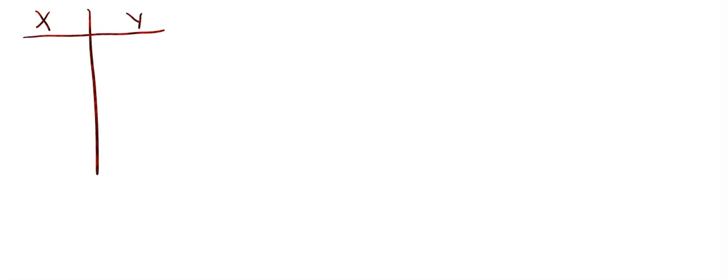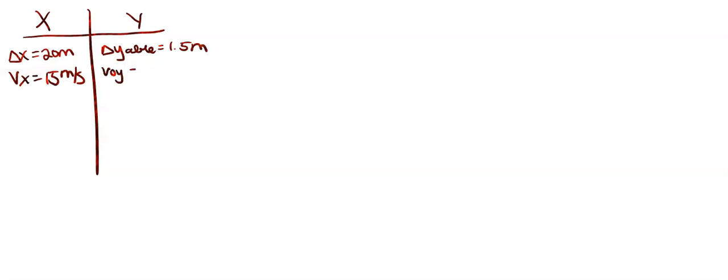So looking at our delta x, on the x side we've got a delta x of 20. We have a velocity in the x direction of 15, because it says that it's horizontally 15 meters per second. On the y side, we know that she is able to reach 1.5 meters, so I'm going to call that delta y able. So we want to see if she's able to actually get that value. So delta y able is 1.5.